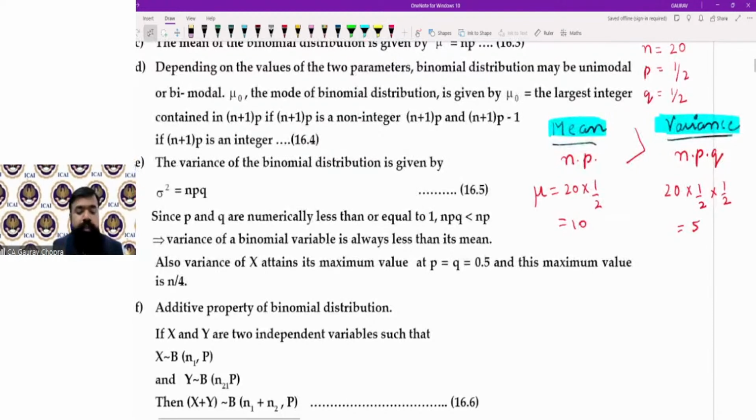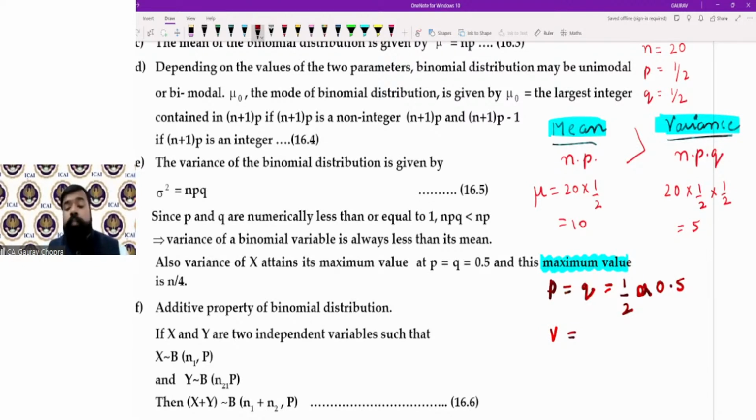Then the next thing is, what is the maximum value of variance? The maximum value will occur when p and q both are equal, when the value is half, or you can say 0.5. So if p is 0.5, q is 0.5, their sum is equal to 1. At that point, variance is maximum.